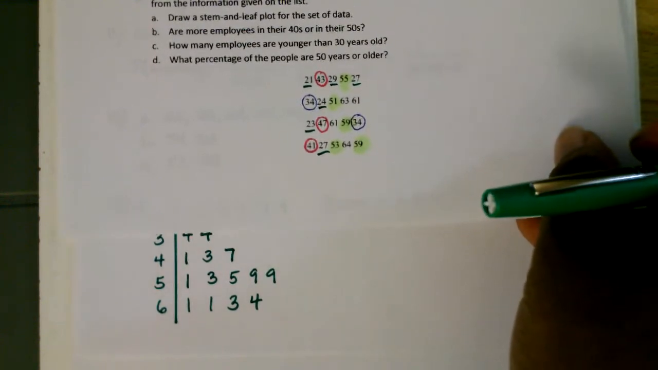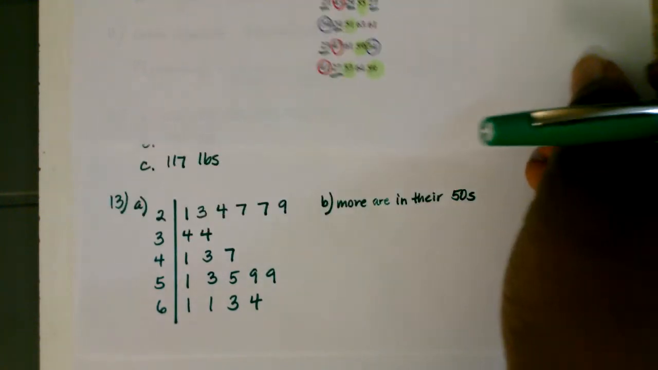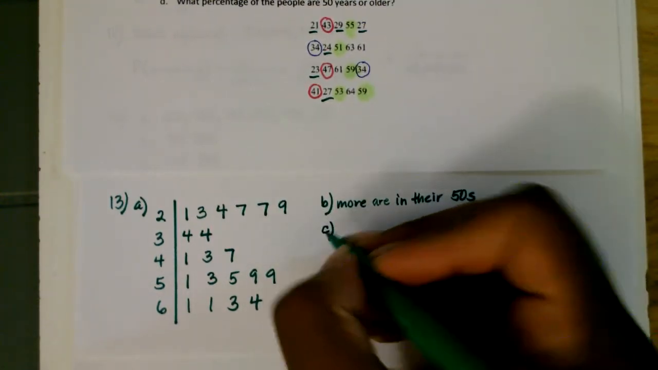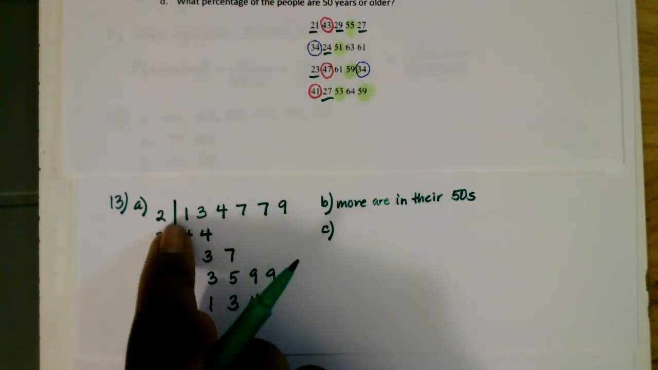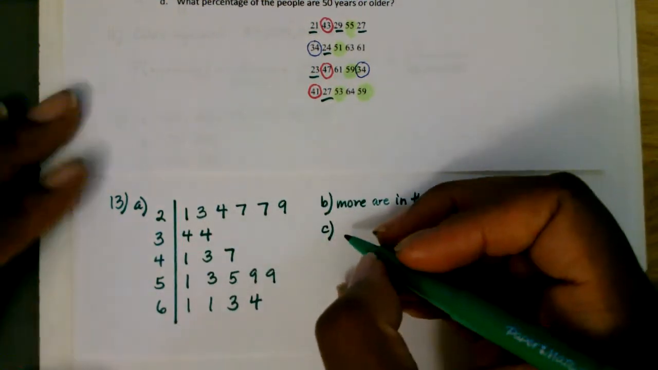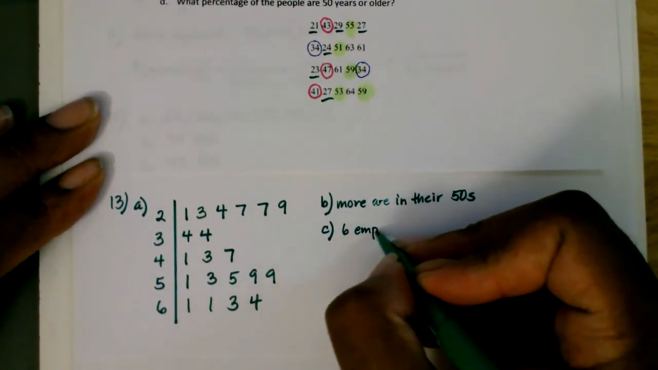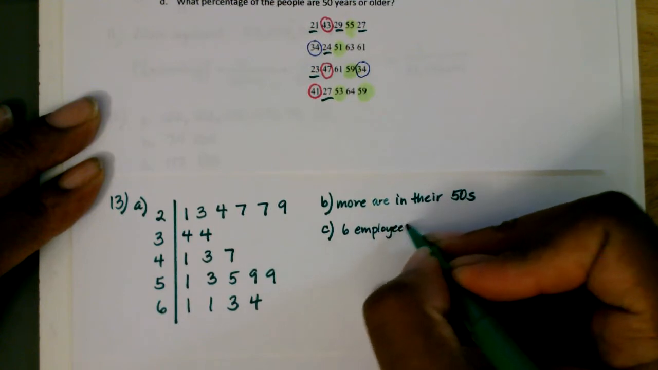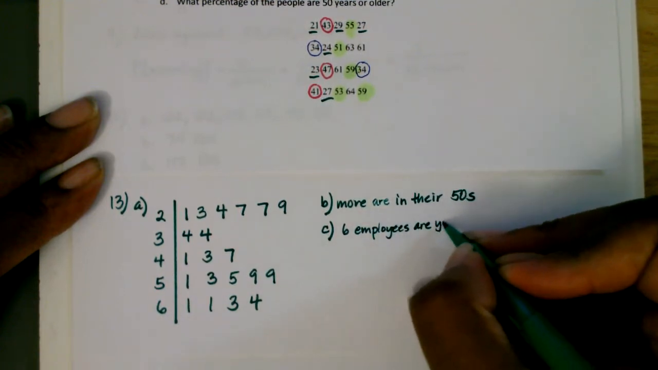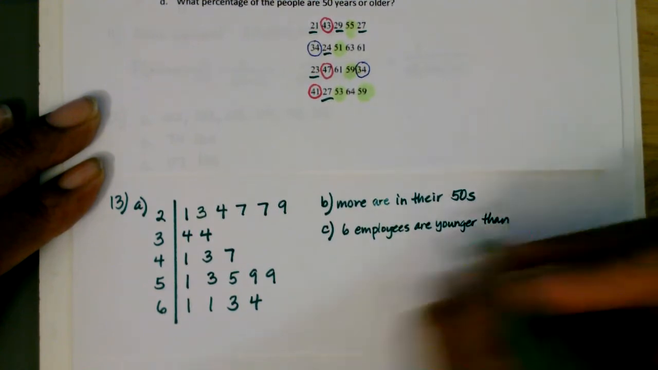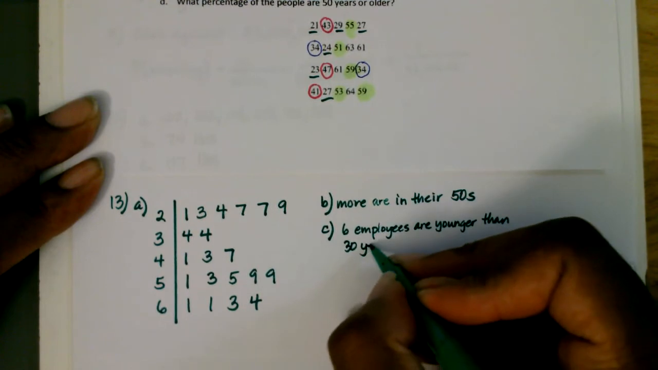All right, part C. How many employees are younger than 30 years old? Younger than 30, that means less than 30 years old. Well, that's this right here. From 20 to 29, there's 6 people that are younger than 30 years old. So 6 employees are younger than 30 years old.